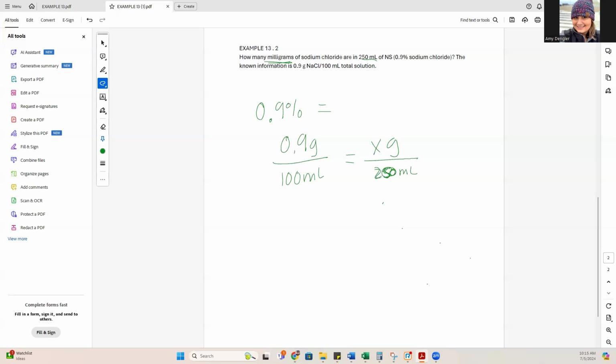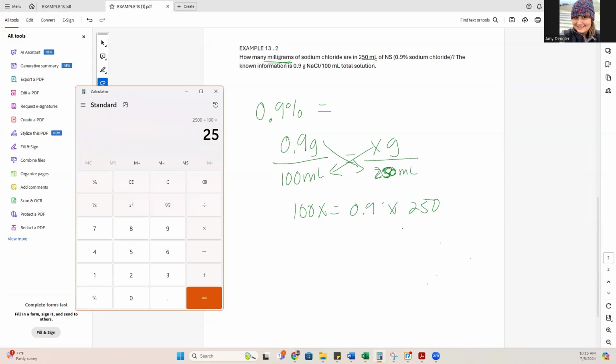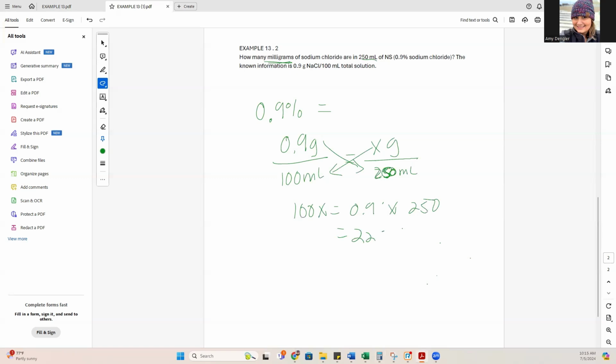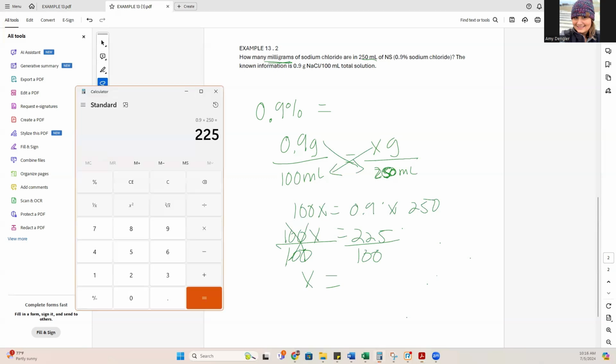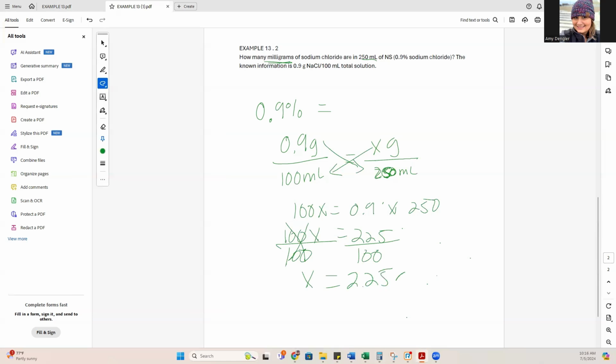And this is going to be our x, because we're looking for how many milligrams, so we need to convert from grams. So we have 100x is equal to 0.9 times 250. Now we get out our calculator and do 0.9 times 250, which is 225. 100x is equal to 225. We want to get x alone, so we do division by 100 on each side. Here we will do 225 divided by 100, which gives us 2.25 grams.